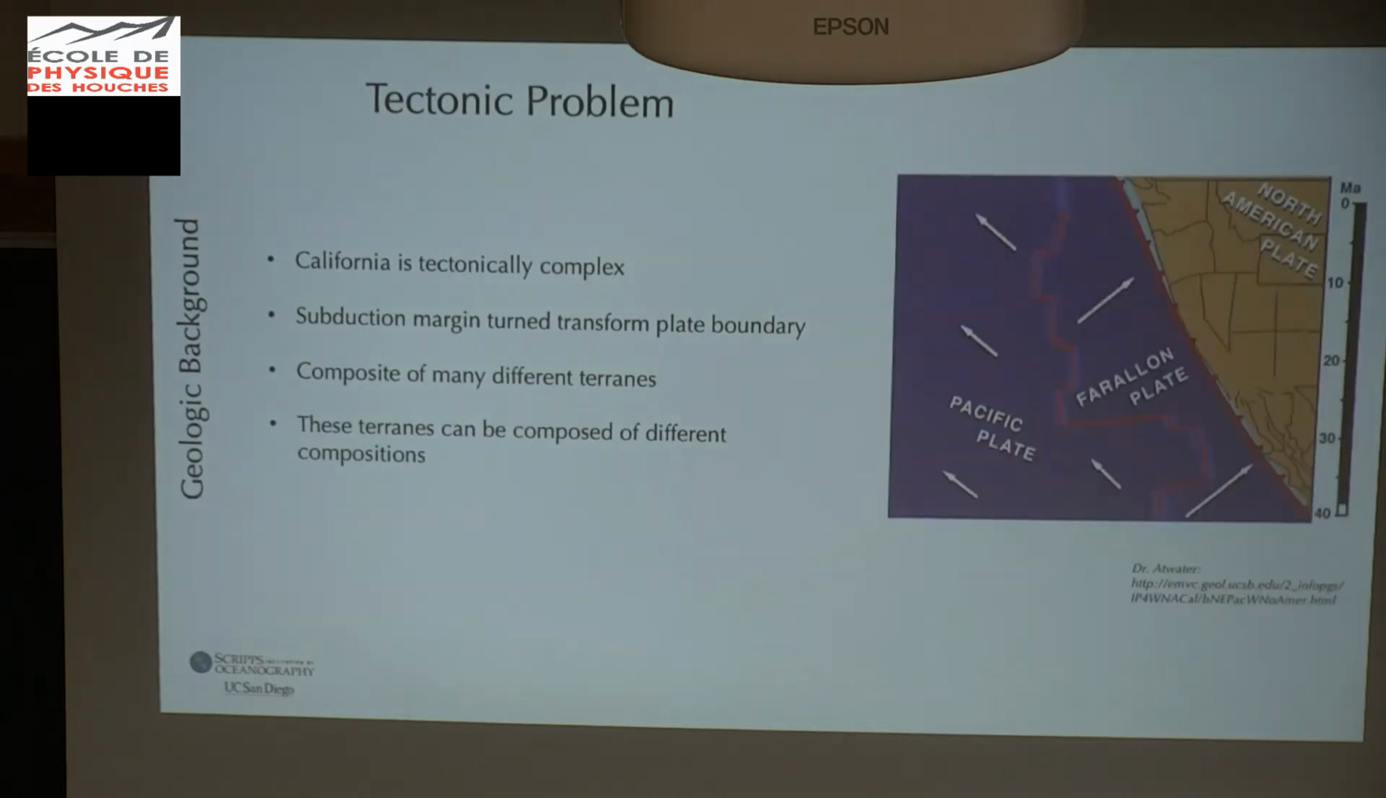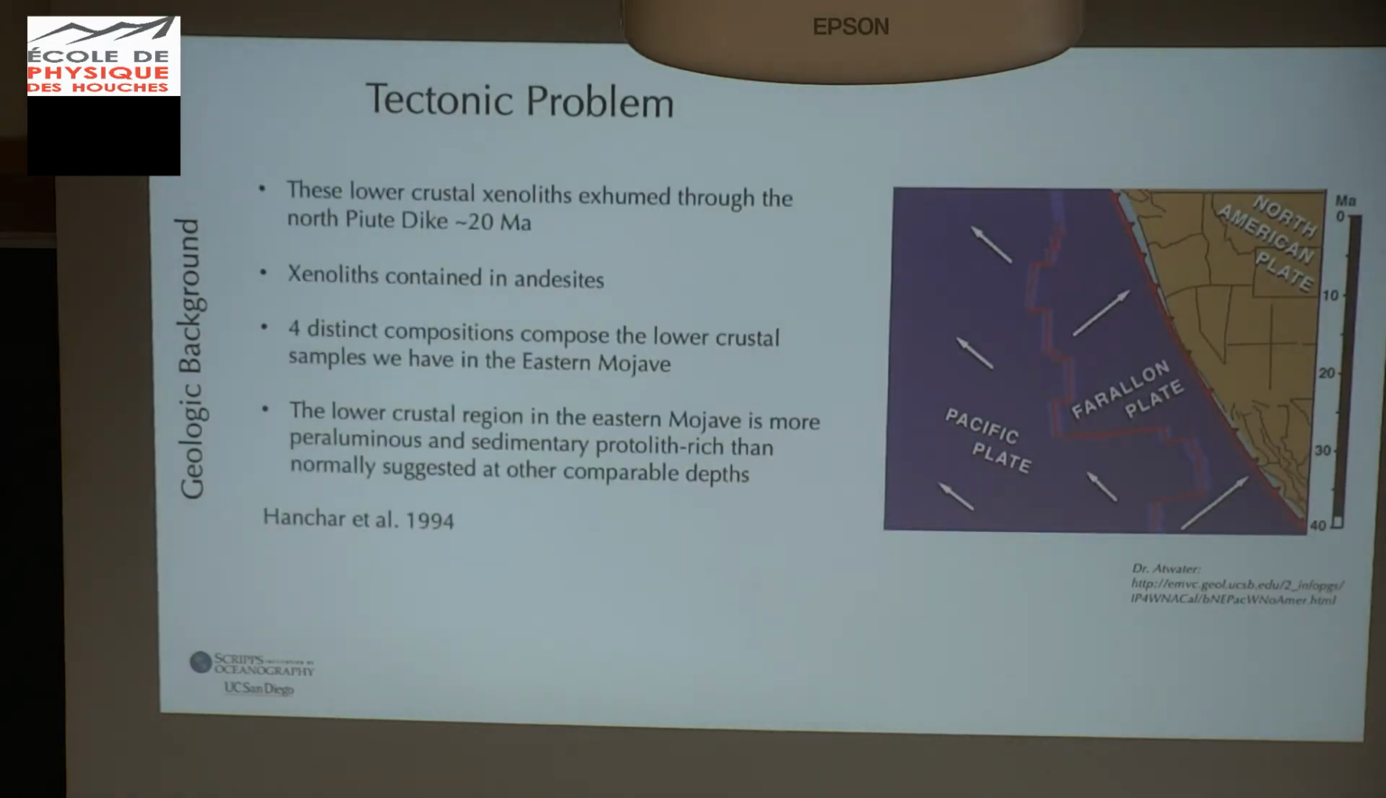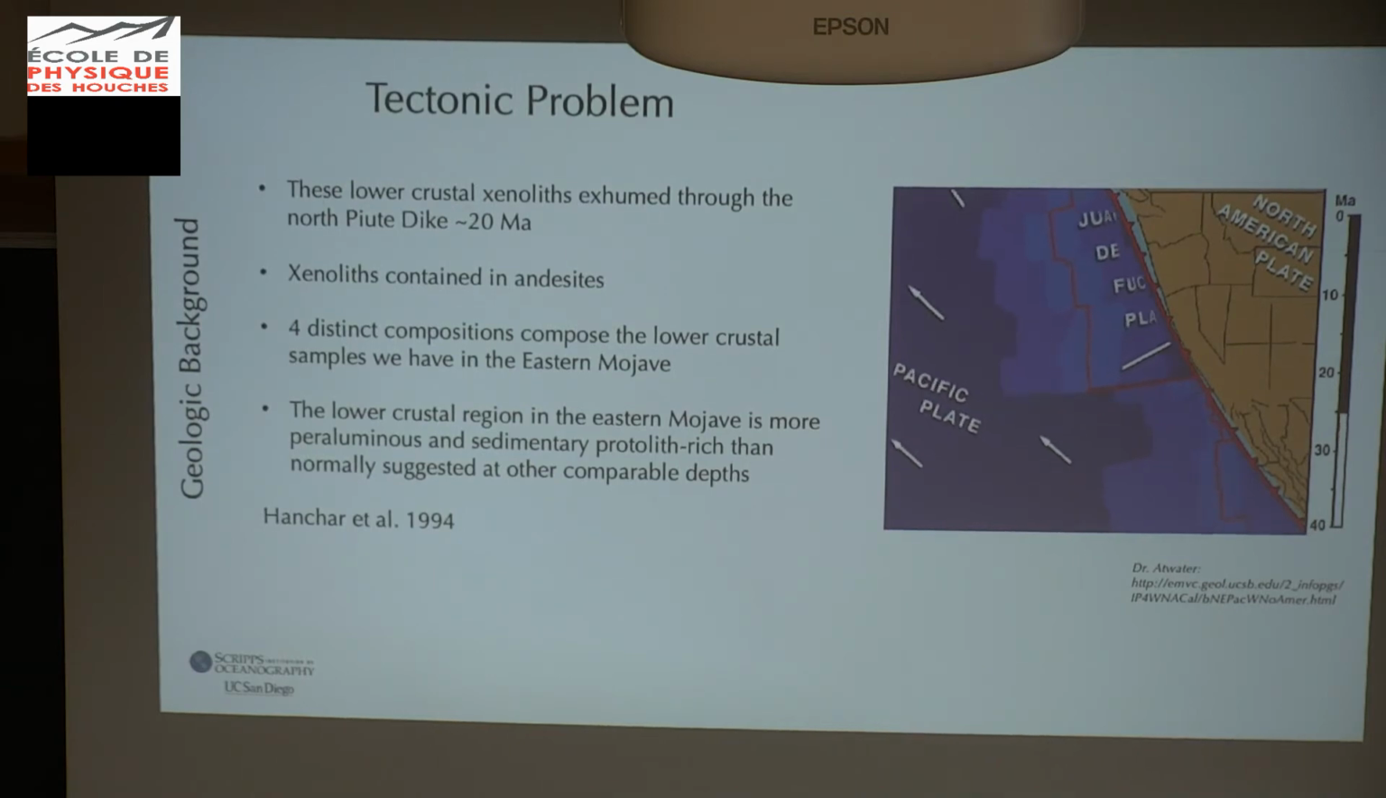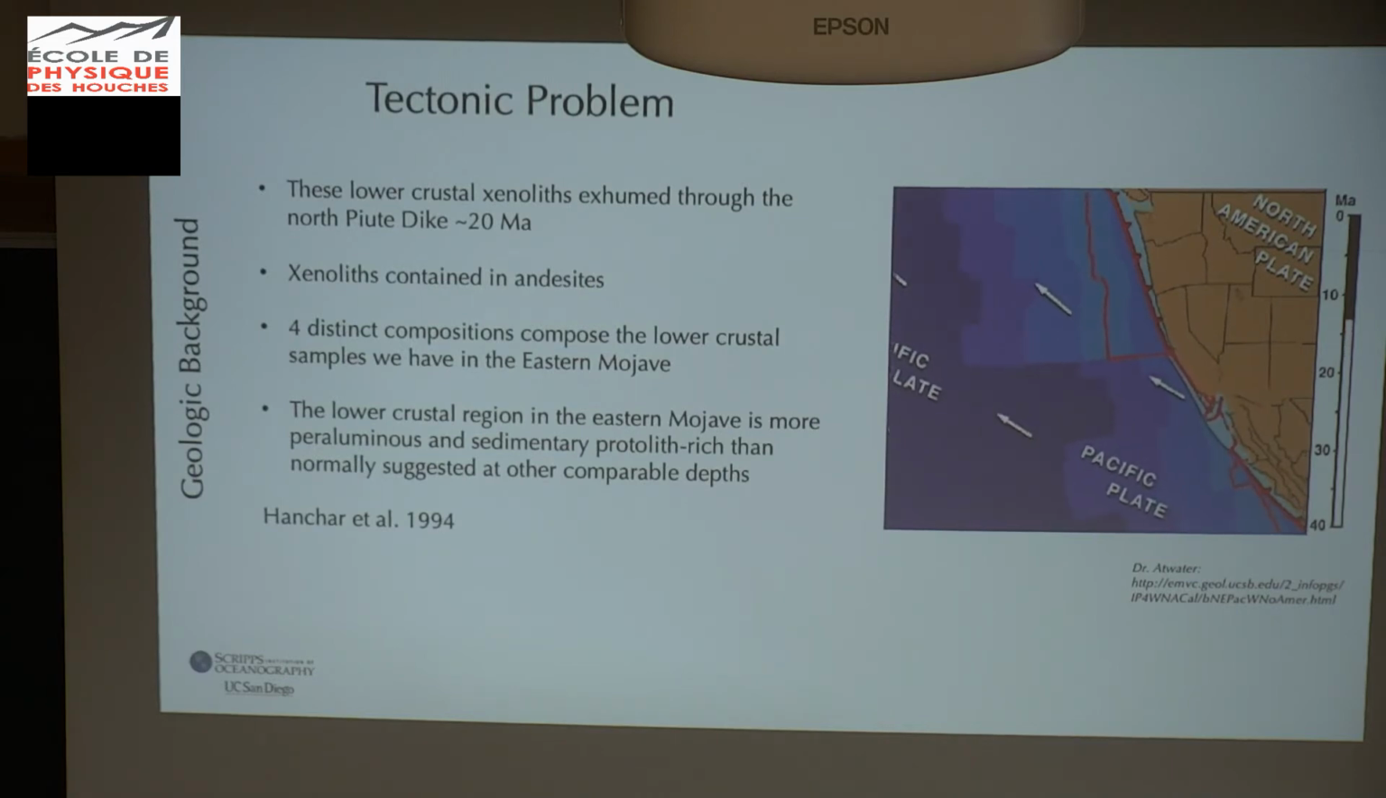And this provides a very unique, the video's on this one as well if you want to see a cool video. This provides very unique crustal compositions that we can study strain localization for faults. So these particular rocks or samples were exhumed about 20 million years ago, and there are 4 distinct compositions.